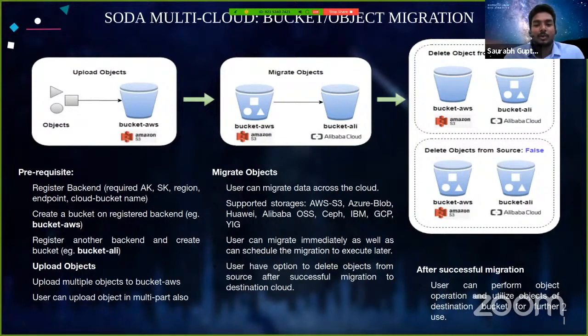The other feature is that you can migrate your objects across clouds, and the supported clouds here are AWS, Azure, Huawei, Alibaba, Ceph, IBM, GCP, Yig. Another thing is that when you migrate your objects, if the user doesn't need the objects in the source bucket, he can also apply the delete from source policy. So this is what we have in migration. That's all for the use cases.